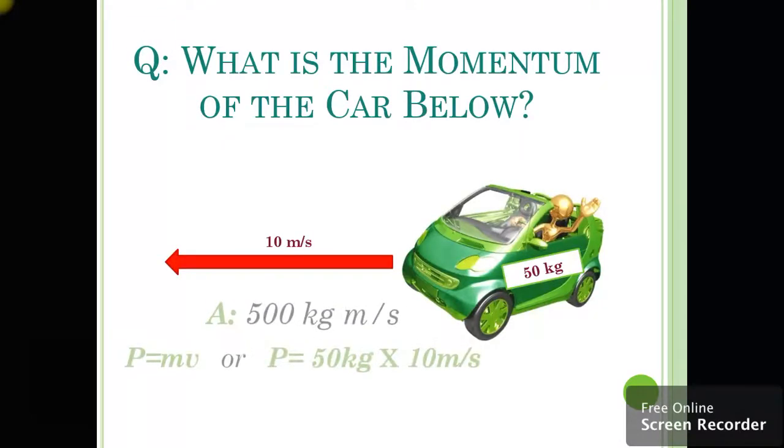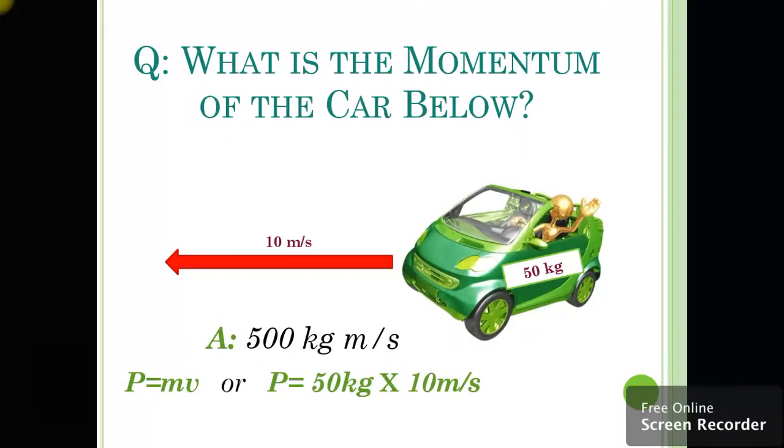What's next? Question. I hit it too fast. What is the momentum of the car below? There's the car with little Mr. Gold Alien in it. All totaled, that weighs 50 kilograms. And they are moving along at 10 meters per second. So what is the momentum? Mass times velocity, 50 kilograms times 10 meters per second. So we get an answer of 500 kilogram meters per second.